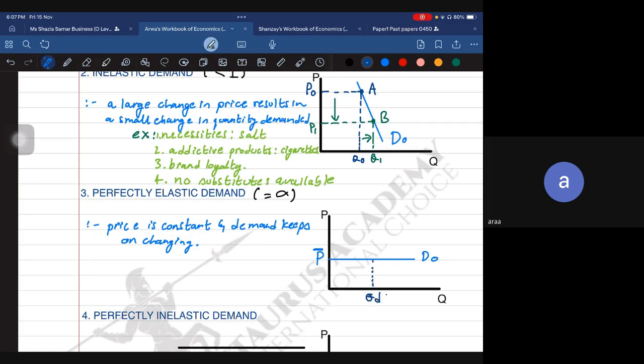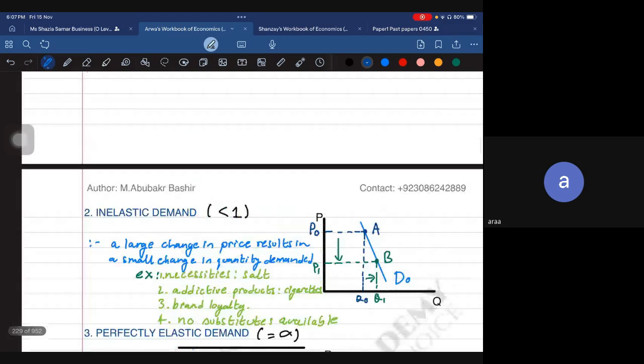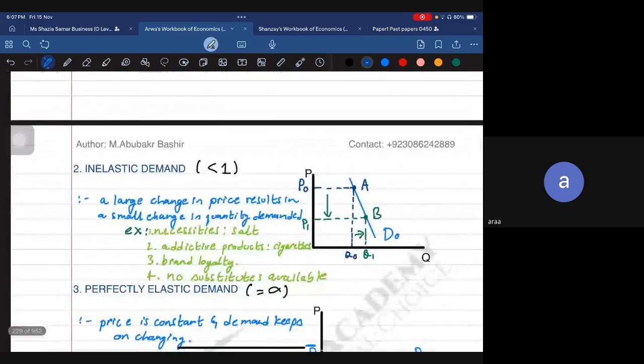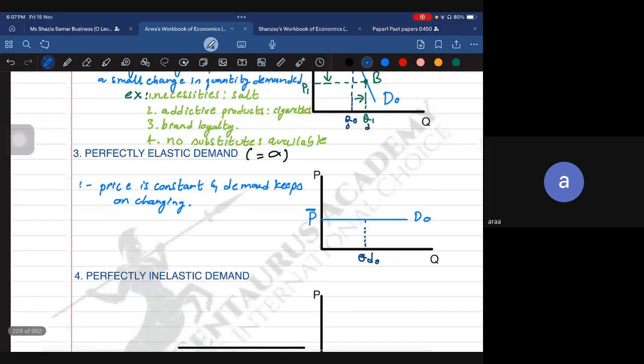Now, Ava, let me know one thing. And one more thing, I have not done this. I should have done that. These are the quantity demanded. These are the demands we are talking about. If I only write quantity, it also means the supply. So the overall quantity.